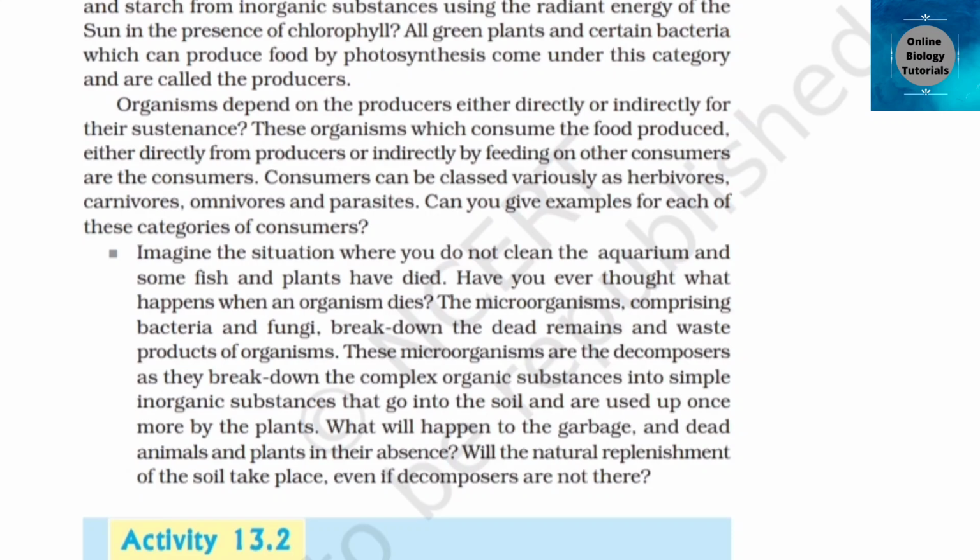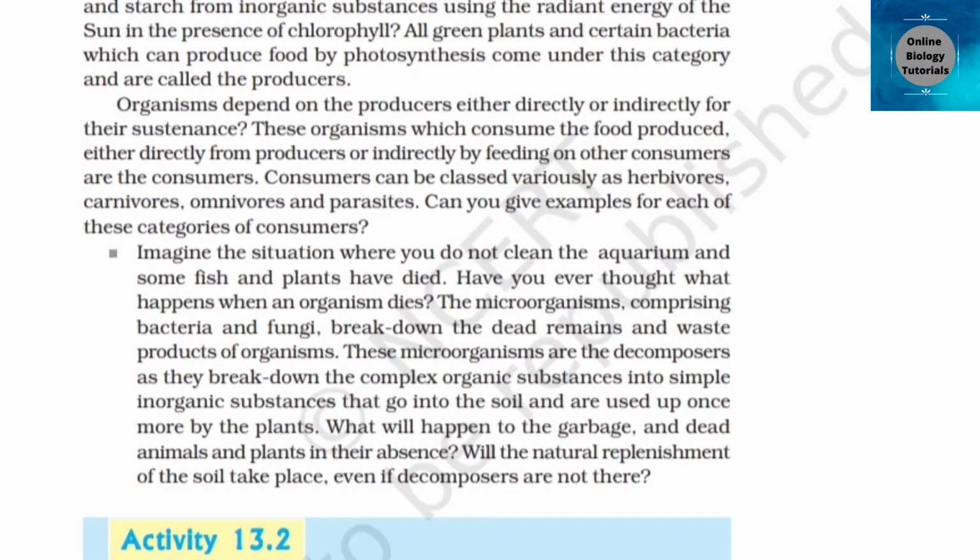And imagine the situation where you do not clean the aquarium and some fish and plants have died. Have you ever thought what happens when an organism dies? The microorganisms, comprising bacteria and fungi, break down the dead remains and waste products of organisms. These microorganisms are the decomposers as they break down the complex organic substances into simple inorganic substances that go into the soil and are used up once more by the plants. What will happen to the garbage and dead animals and plants in their absence? Will the natural replenishment of the soil take place even if decomposers are not there?